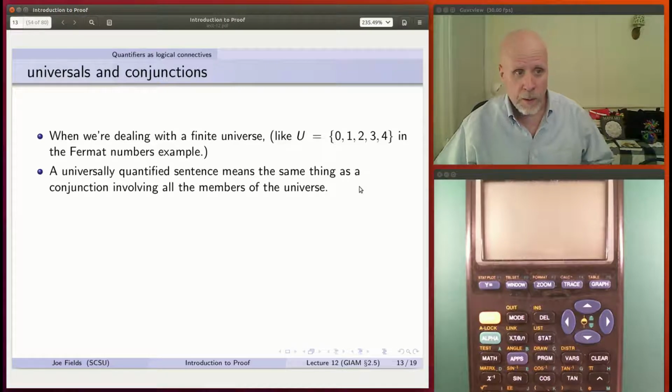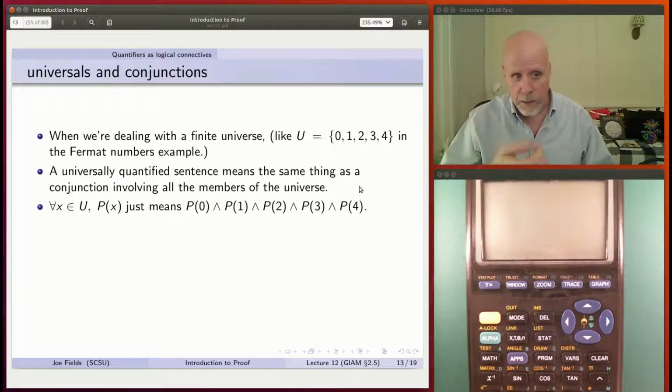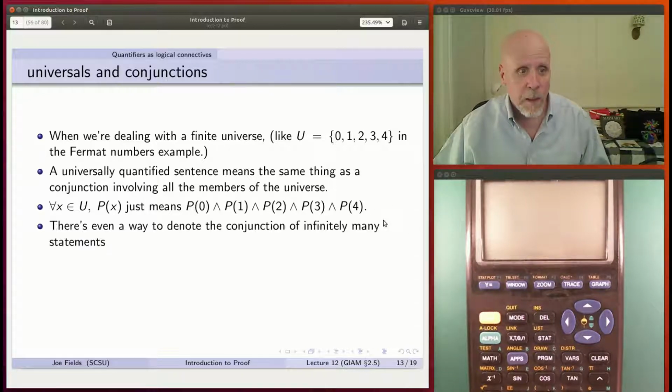So if we called that P of X, P of N before, then we could just as well write P of 0 and P of 1 and P of 2, like that. For all X in U, P of X just means the and of all those guys, because there's only 5 things to deal with. Now, there's a way, and it's somewhat reminiscent of sigma notation for sums. You can even denote a conjunction of infinitely many statements.